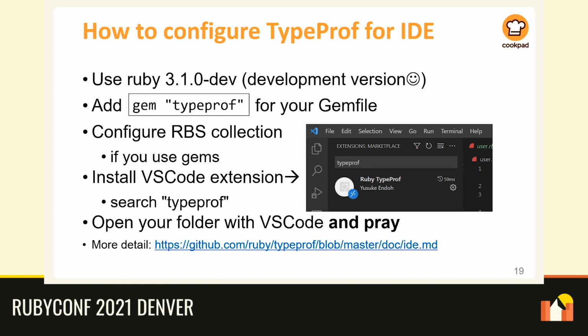TypeProf for IDE is very preliminary, so I think there are many cases where it doesn't work well. Please give it a try with a warm heart. To be honest, I have never tried Rails code yet. I'd appreciate it if you could try plain old and small Ruby code first.